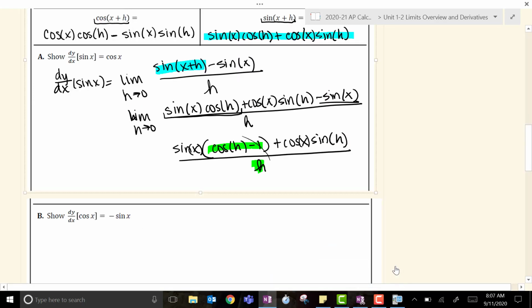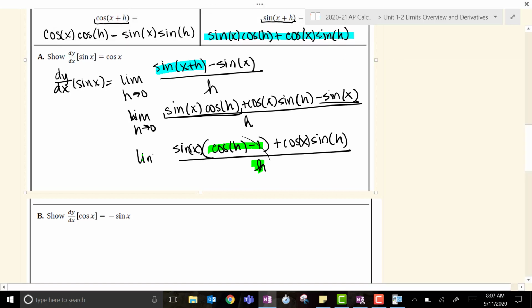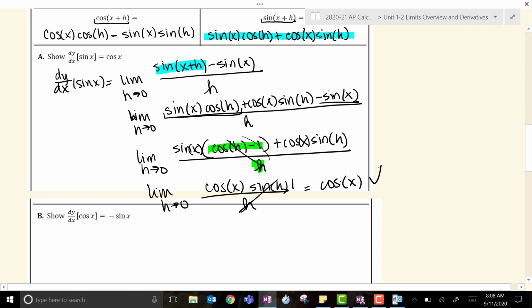So let's get that written here. We're going to have the limit as h approaches 0. This is going to cancel out. We are left with, this all cancels out, right? So we're left with the limit as h approaches 0 of cosine of x, sine of h, all over h. And we also know that this simplifies down to 1. So with a little bit of fancy canceling, I get that this is going to be cosine of x.